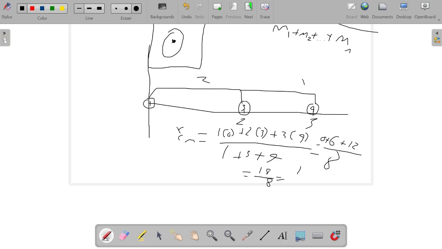And we could simplify it down to just 9 over 4. So that means its center of mass is going to be at 9 over 4. So that means it's going to be about over here. This is the XCM.